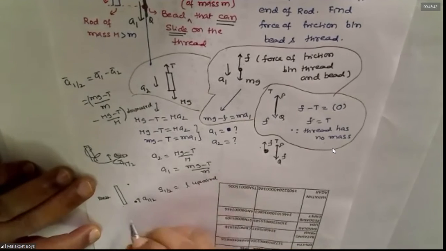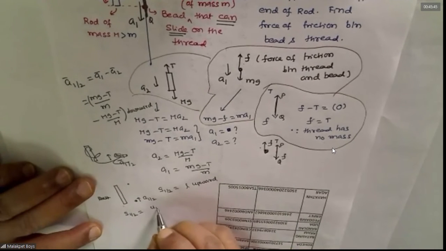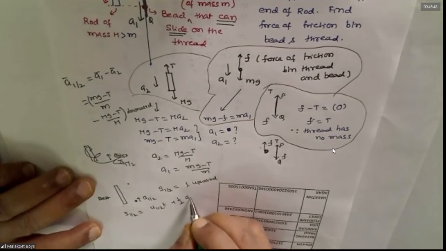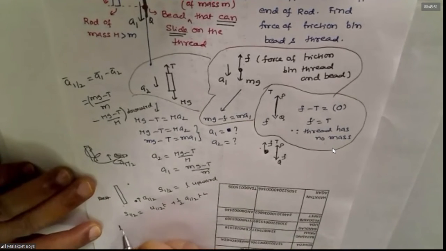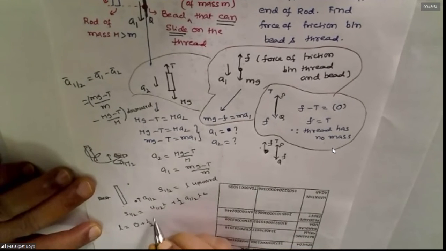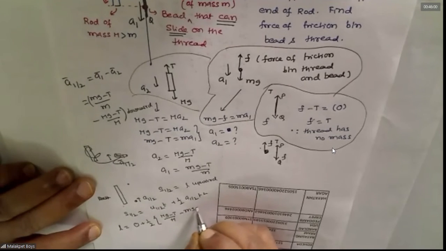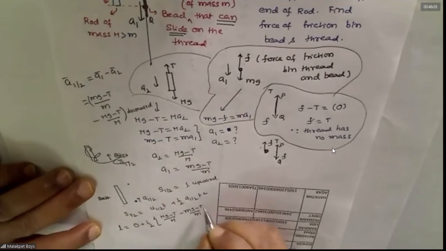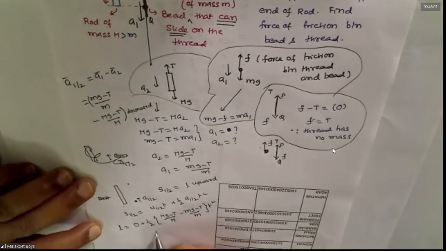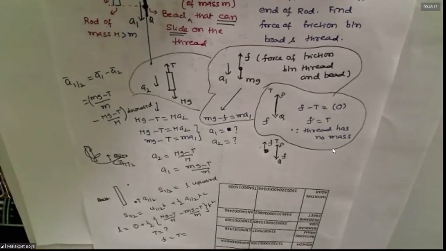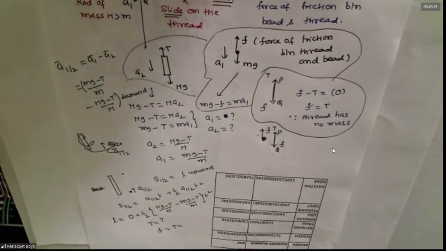Yes, sir. That means I can say S12 equals U12 t plus half A12 t square. S12 is L upward, U is 0, half A12, how much will it be, man? This is downward, upward we need, t square, no? Now from this you get tension. Friction is nothing but tension only, no? I am just giving the hint. Understood what I am saying? Yes. Do it carefully.